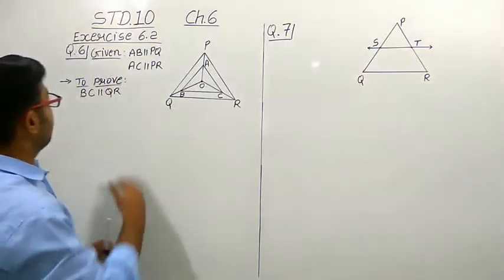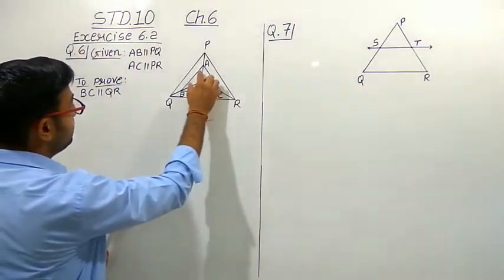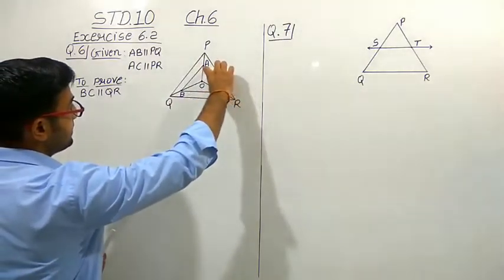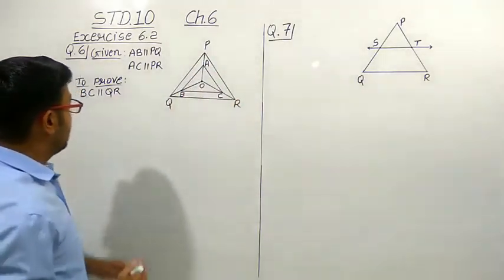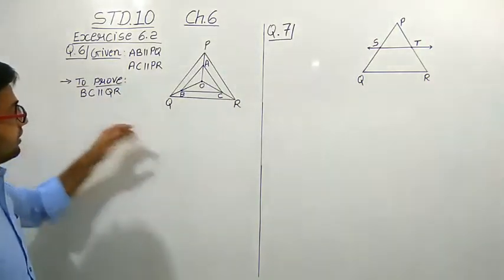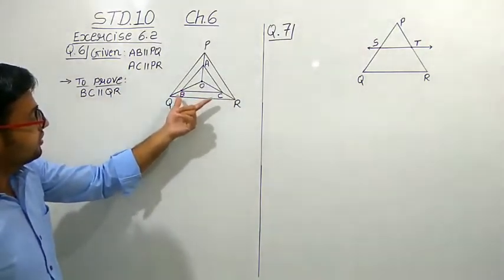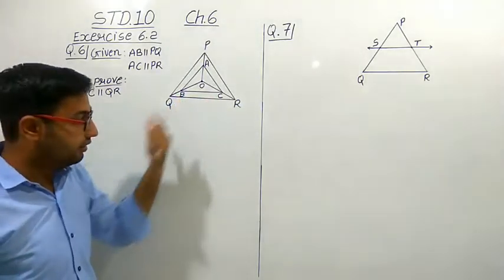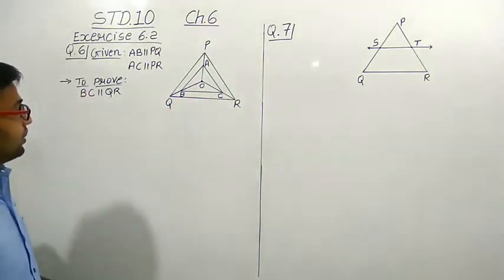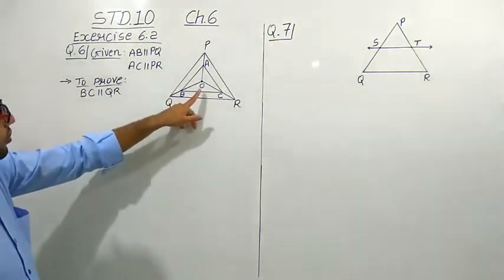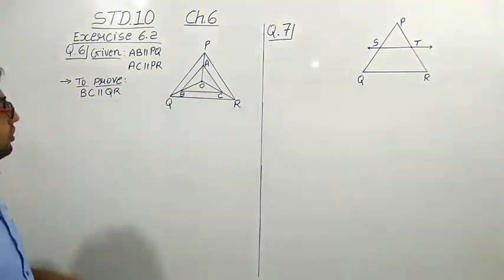The condition given here is that side AB is parallel to PQ and AC is parallel to PR. And now we have to prove that BC is parallel to QR. That is, the third side of the first triangle is parallel to the third side of the other triangle. That we have to prove. So here we now have to consider this triangle OPQ.